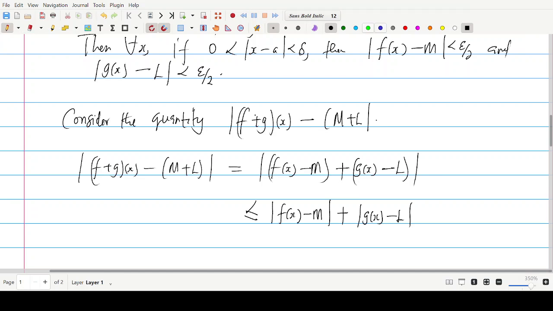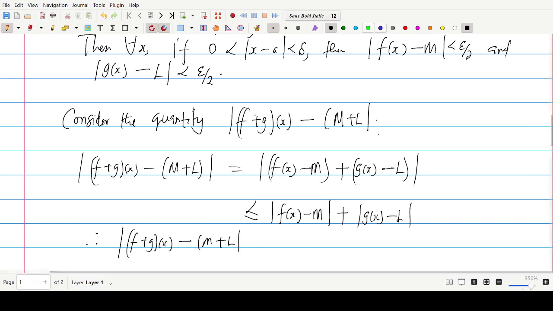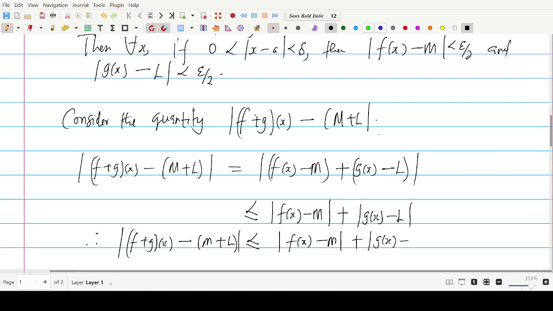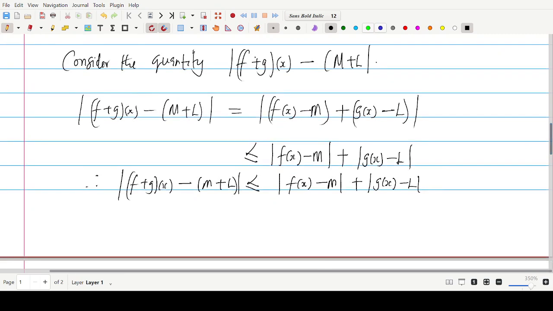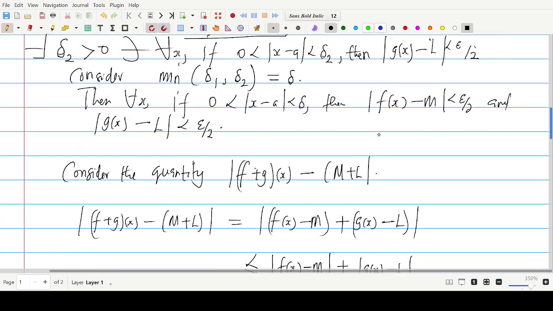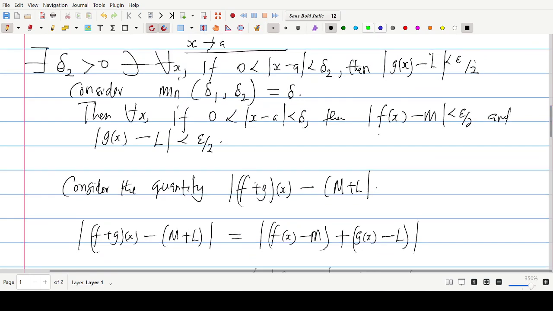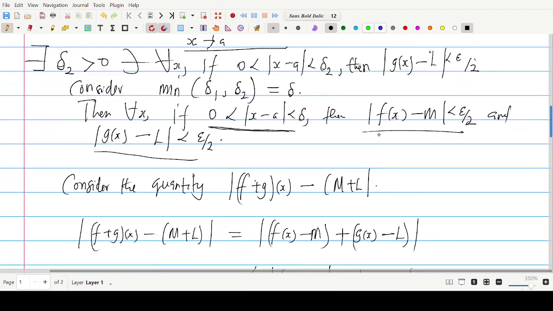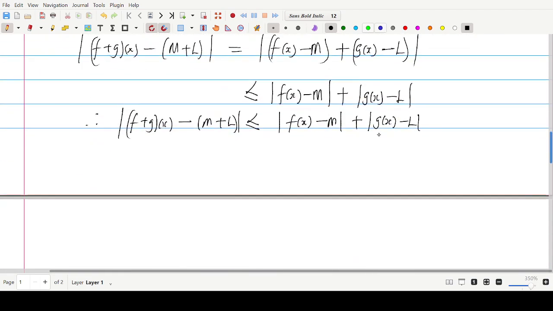Now, don't forget that we can say the modulus of f plus g of x minus m plus L is less than or equal to this statement over here. Can you see that? All right. Now, let's go back to our condition again. This is our delta condition we just made. If this is the case, then we have already said that this and this will be simultaneously true. We said that initially, all right? So on applying this delta condition in this last line, we shall have the following.